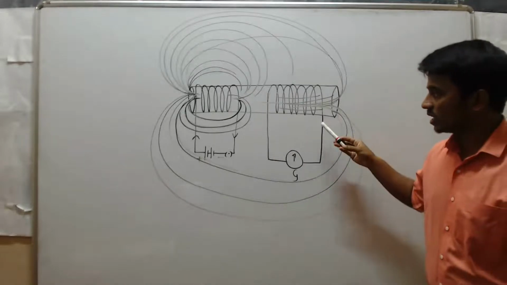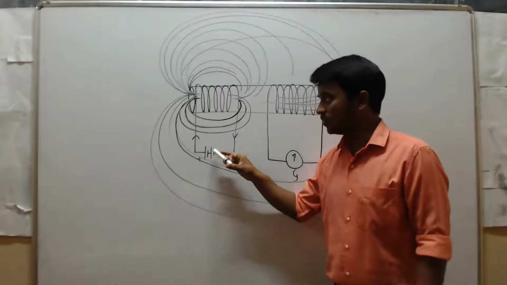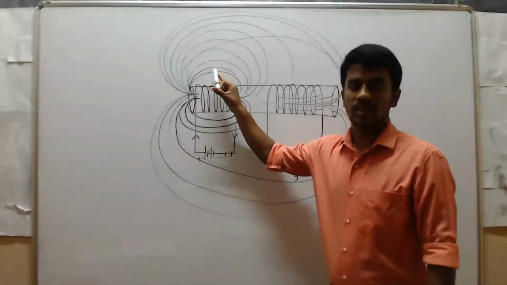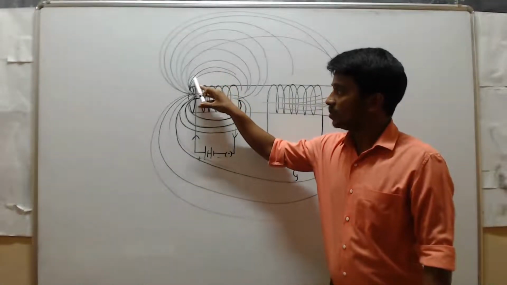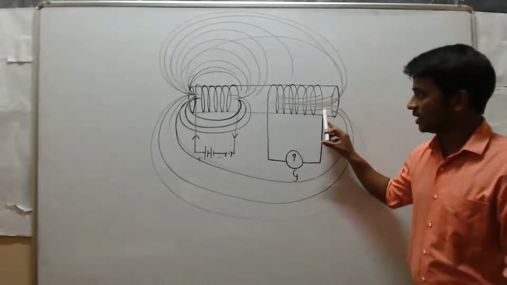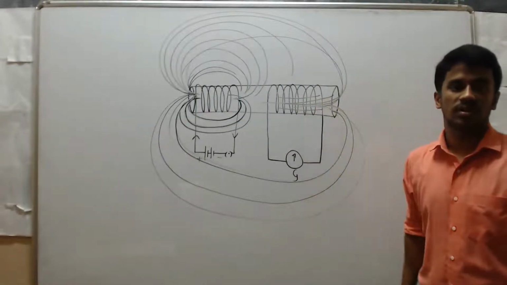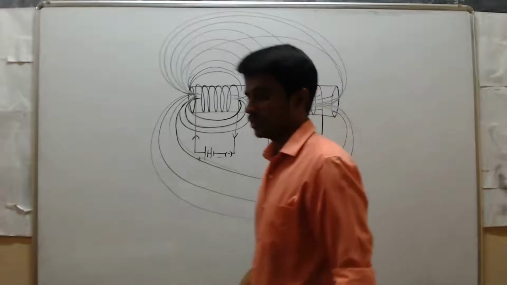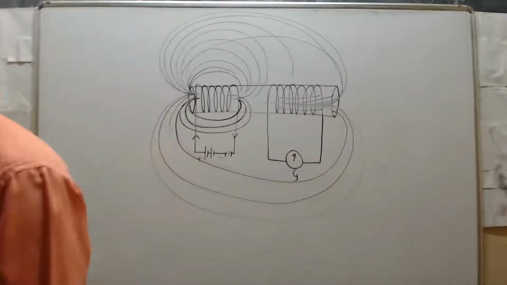Clear? So just here, first we will use electric current to create the magnetic field. Then these magnetic field lines will enter into this coil, and current is induced in this coil. Okay, so this process is known as electromagnetic induction.